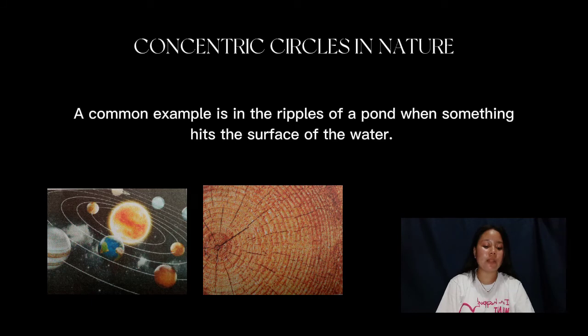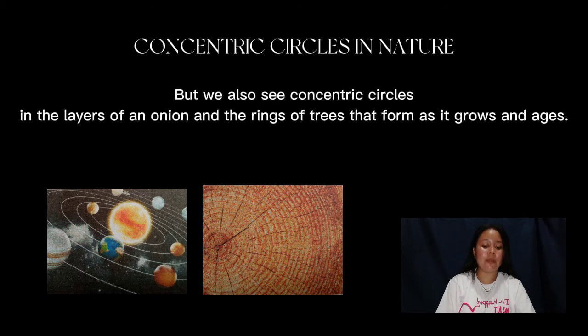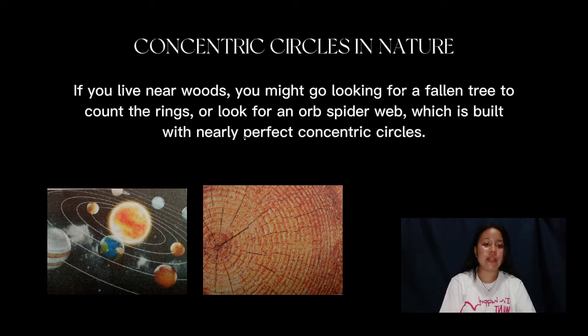A common example is in the ripples of a pond when something hits the surface of the water. But we also see concentric circles in the layers of an onion and the rings of trees that formed as it grows and ages. If you live near woods, you might go looking for a fallen tree to count the rings, or look for an orb spider web, which is built with nearly perfect concentric circles.